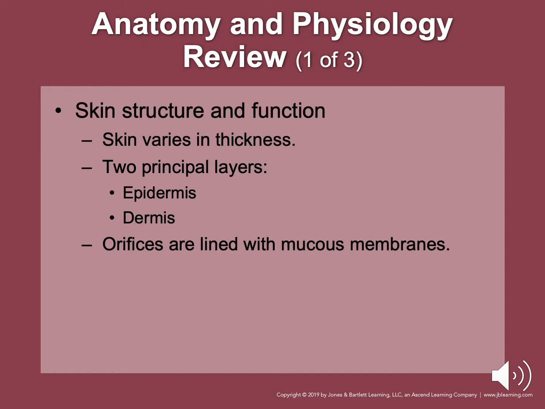Some AEMT review. The skin has various amounts of thickness. The two principal areas are your epidermis and dermis. Your epidermis is the tough external layer that forms a watertight cover. The dermis is the inner layer of the skin that lies below the epidermis, and it contains the hair follicles, sweat glands, and sebaceous glands. Blood vessels in the dermis provide skin with nutrients and oxygen. Orifices in the body are lined with mucous membrane. It also functions to protect the body, for sensation, and to regulate temperature.